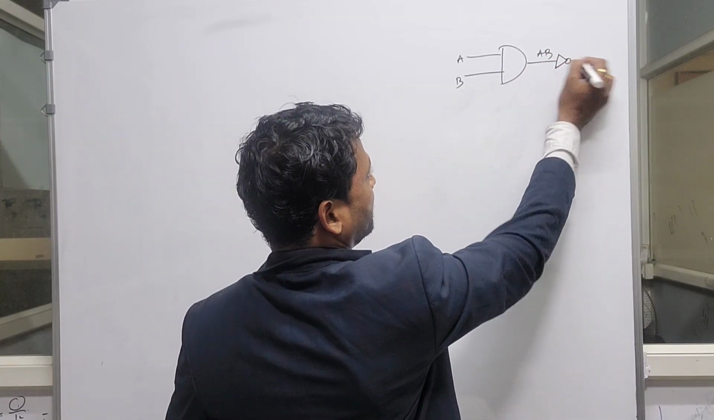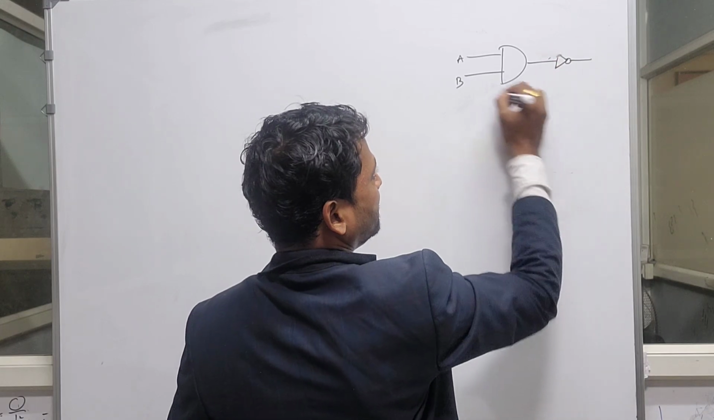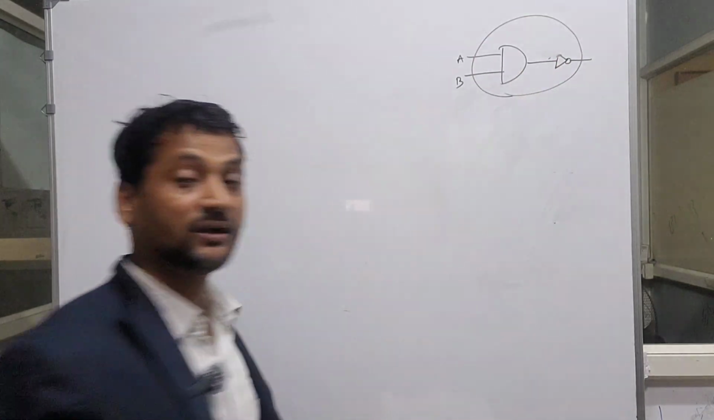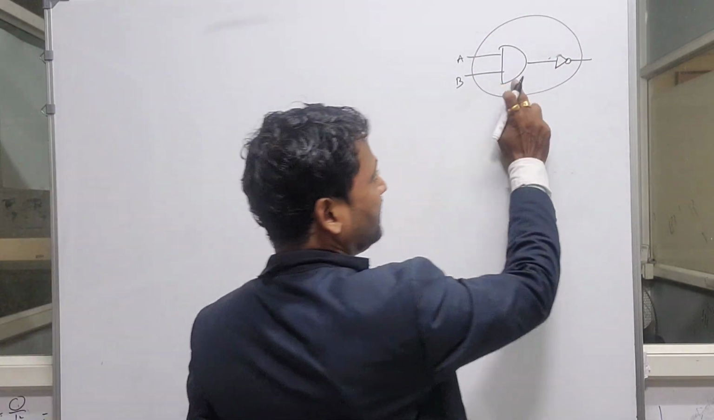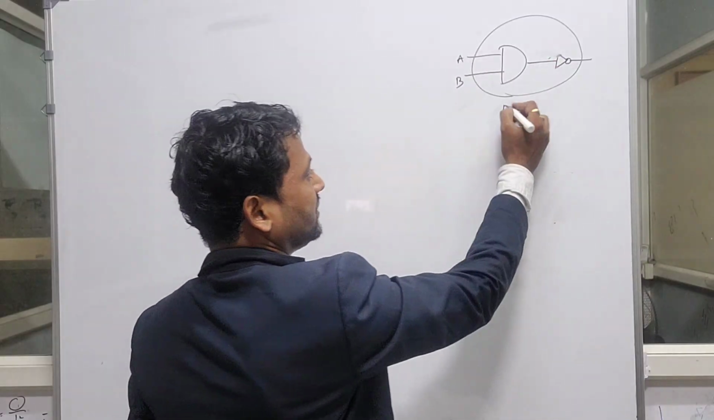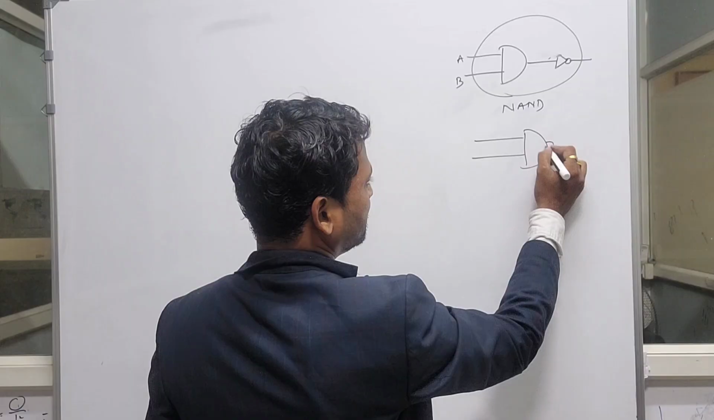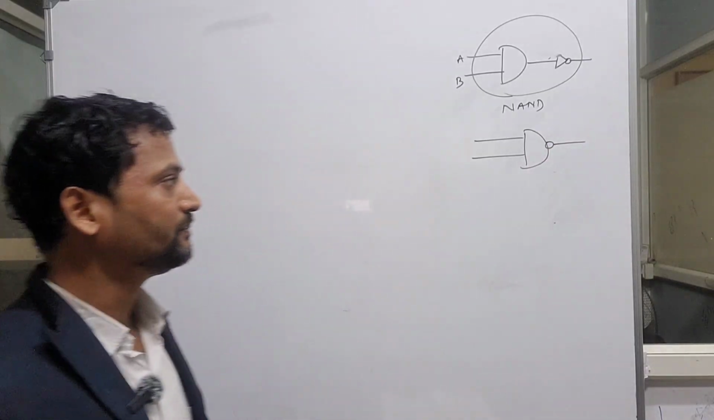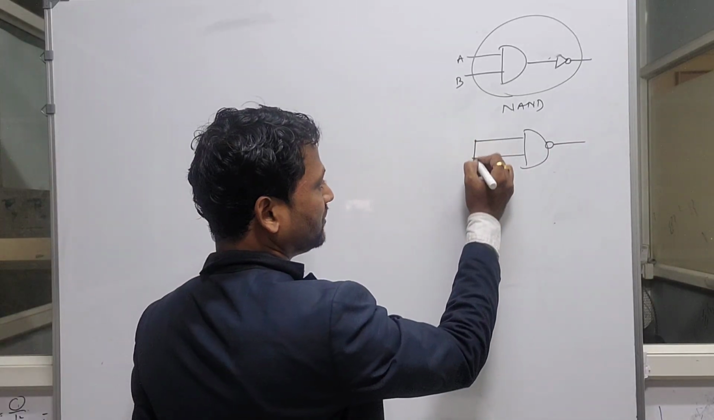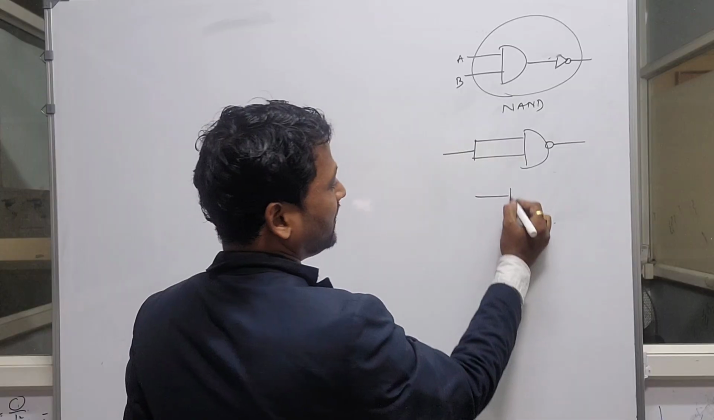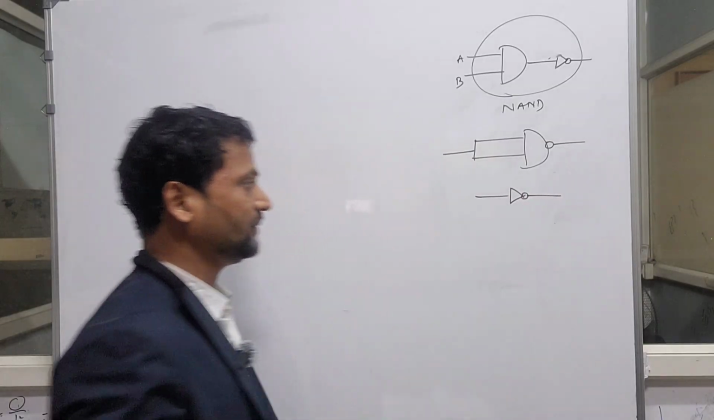this is the symbol of the AND gate. Now, if we put a NOT gate here, the entire circuit will act as a NAND gate. That means AND plus NOT is NAND. This is the NAND gate, so directly also you can mention it like this. This is the symbol of the NAND gate. One more thing to remember: if both the inputs are shorted, then it will act as a NOT gate. Okay.